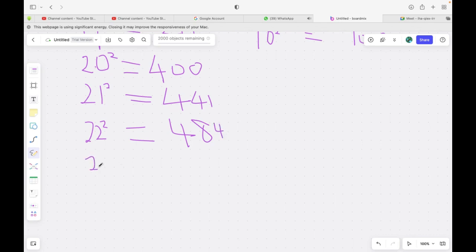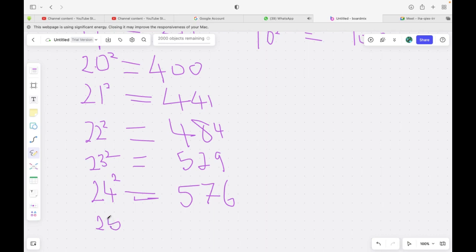23 square is what? 23 square is 500 and what? 529, right? 24 square is what? 576. And then we stop here at 25.